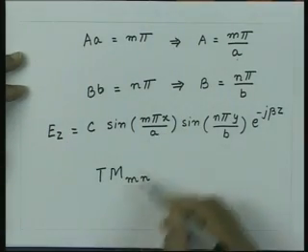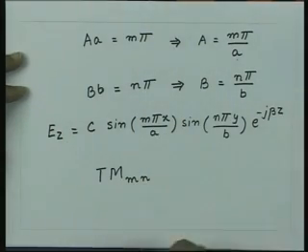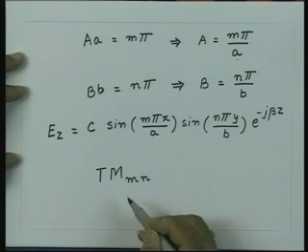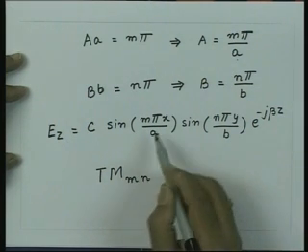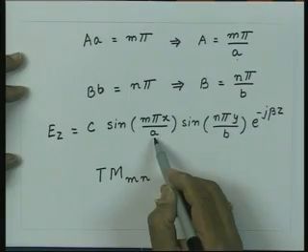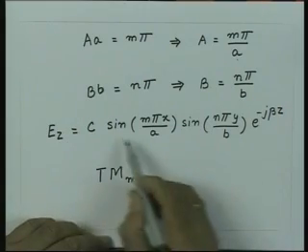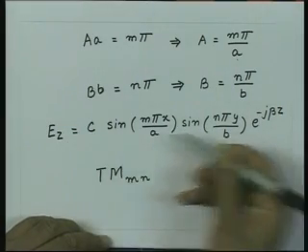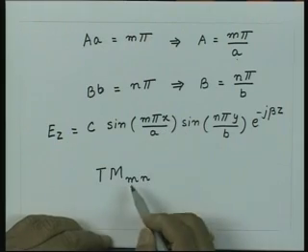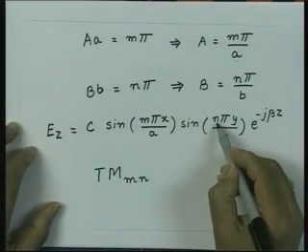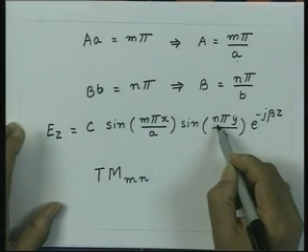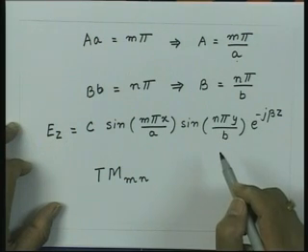Now, here the convention essentially comes handy. Why have we taken a convention? The first index which we have here is the index around the broader dimension a. That is the reason we took the convention that the broader dimension is called a. That is the direction in which x is oriented. So, the first index essentially tells me the field variation along the broader dimension of the waveguide, which is the x direction. Similarly, this index n tells me the field variation along the shorter dimension of the waveguide, which is the y direction.